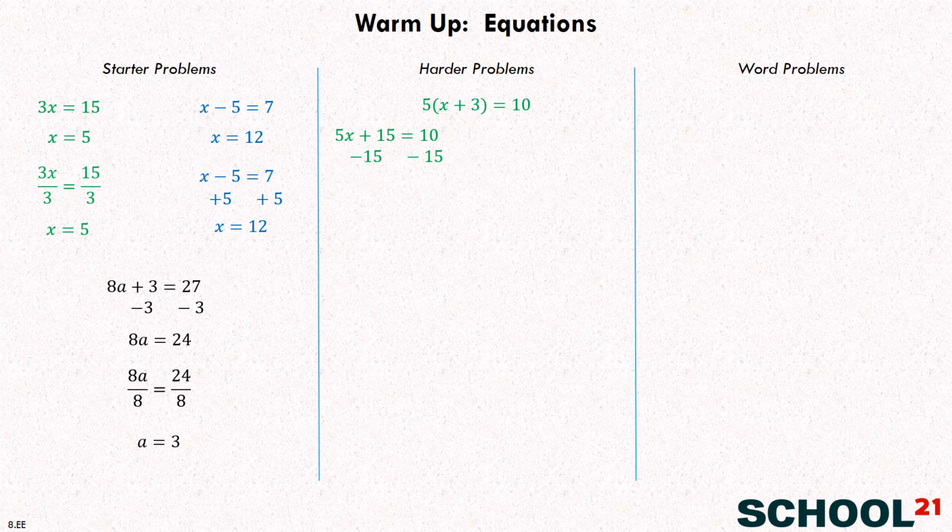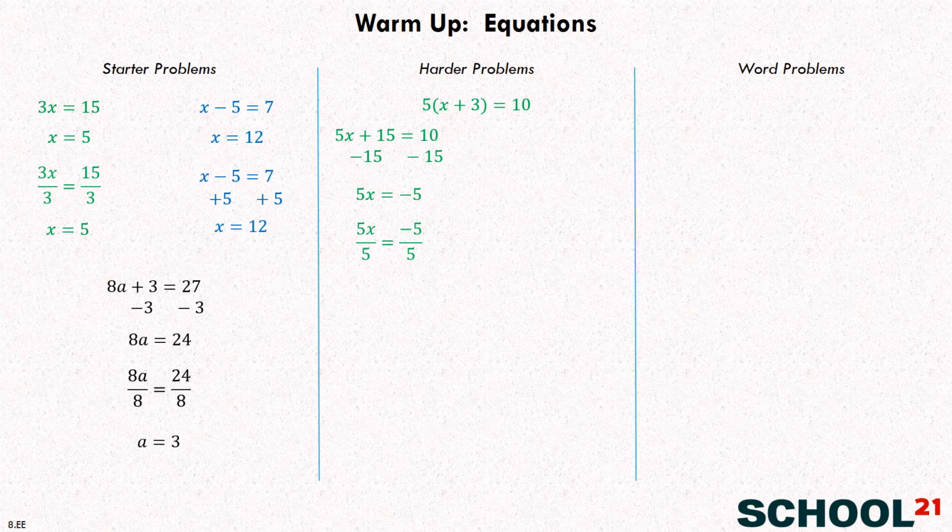5x. And then on the right-hand side, 10 minus 15? Minus 5. Yep, or negative 5. So 5x equals negative 5. Now what's bugging us here? The 5. What's it doing to the x? It's multiplying. So what do we have to do? Divide. So we're going to now divide both sides by that 5.